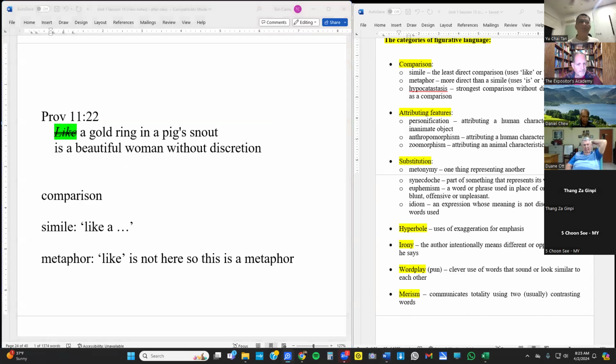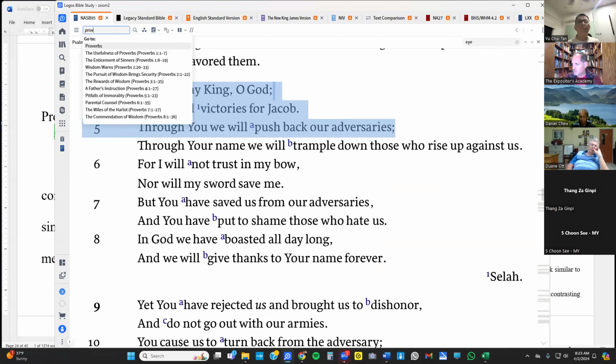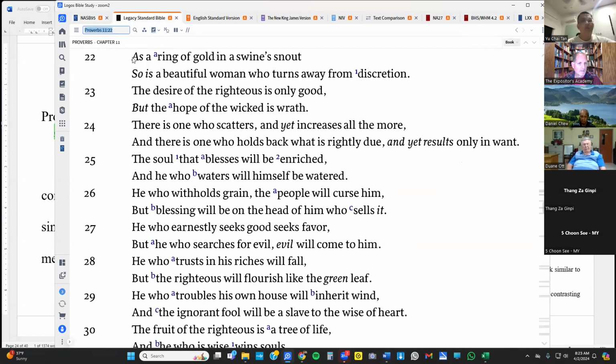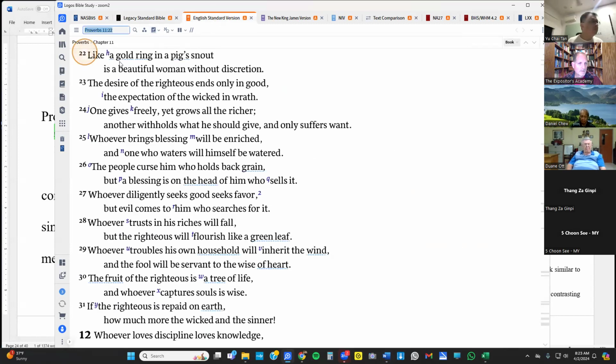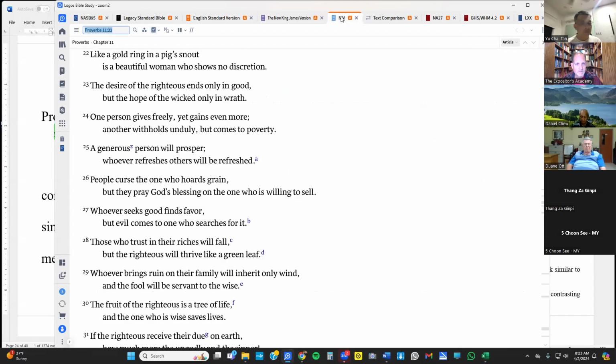Let me see if that was the case, what the other ones did. So NASB said as a ring. So they made it a simile as well. The Legacy Standard, as a ring. So they softened it. ESV, like a gold ring. That's the translation I use. How about the New King James? No, as a ring. So they all added it. Like a ring, NIV.